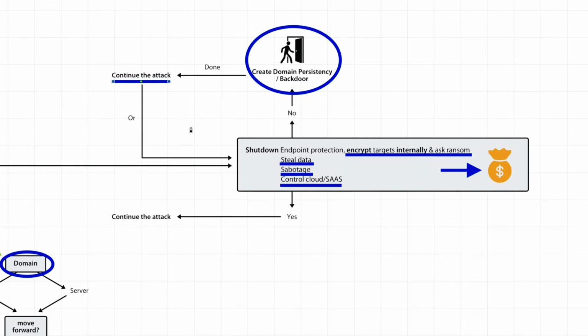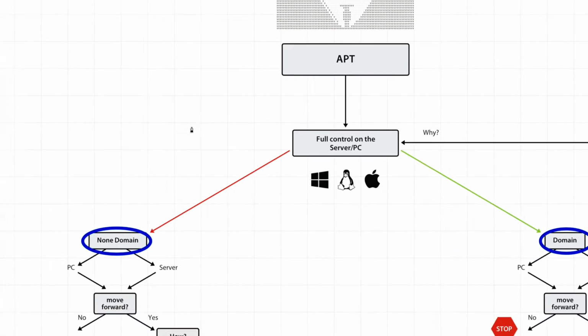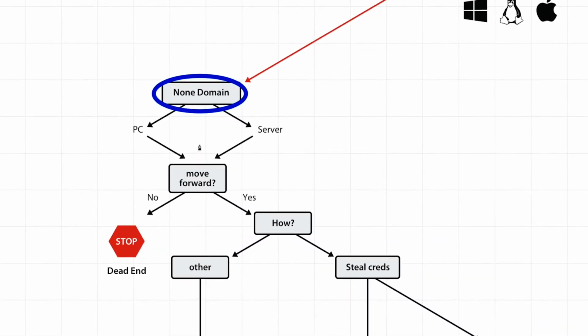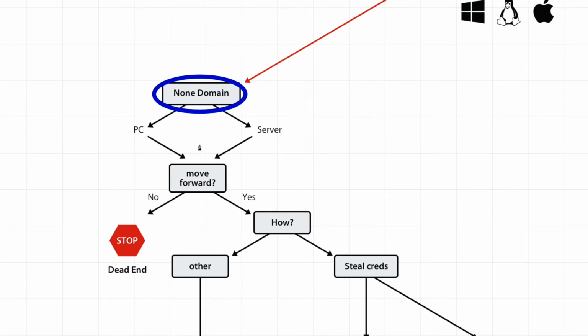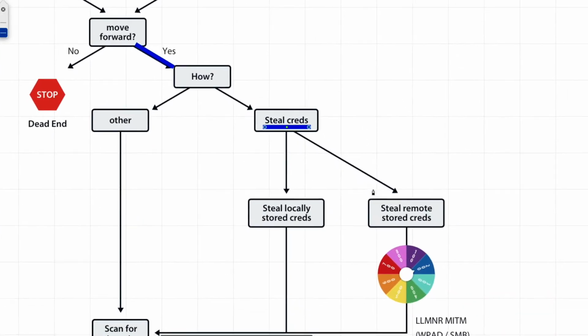So imagine we get a foothold on a non-domain machine. It could be a server or a PC. Any operating system, it makes no difference. We can now ask ourselves, are we going to move forward into the corporation? So of course, absolutely. We have two options here: steal credentials or use other methodologies. Let's start with stealing credentials first.